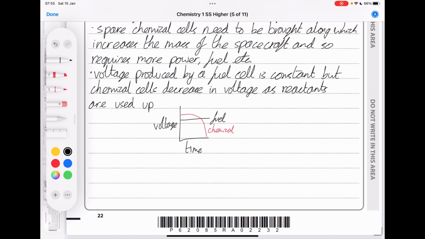A fuel cell, providing you keep supplying hydrogen and oxygen, they will react at the same rate and therefore generate the same voltage, which is really useful. A chemical cell, a battery, supplies the same voltage for most of the time, but as the chemicals begin to be used up, the voltage starts to decrease, and eventually the chemical cell runs out of reactants and stops working.